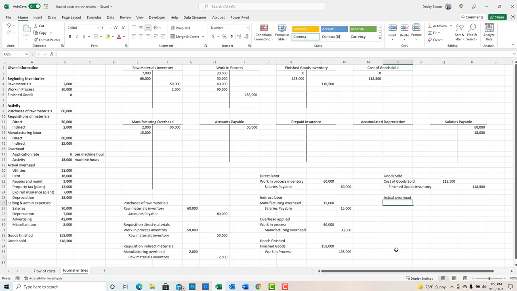Then finally, we only have the actual manufacturing overhead. As I said, when we incur actual overhead, we're just going to debit manufacturing overhead. So for the utilities, we're going to debit manufacturing overhead for $21,000 and credit accounts payable.